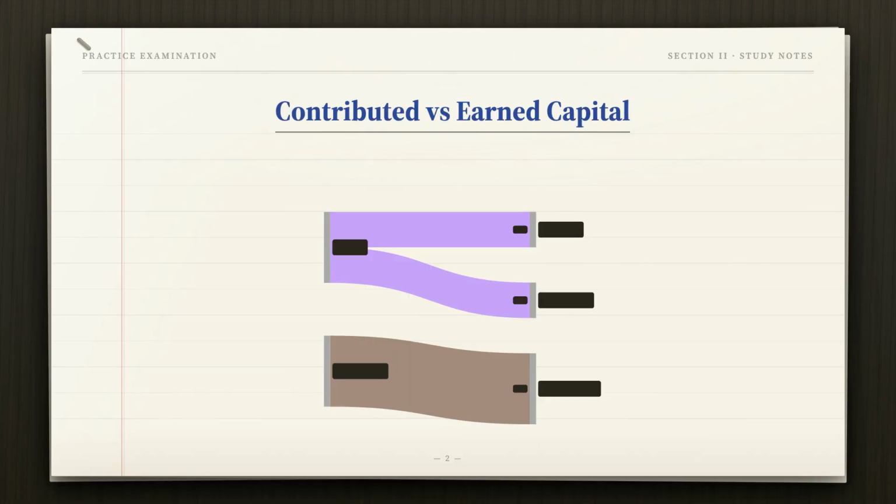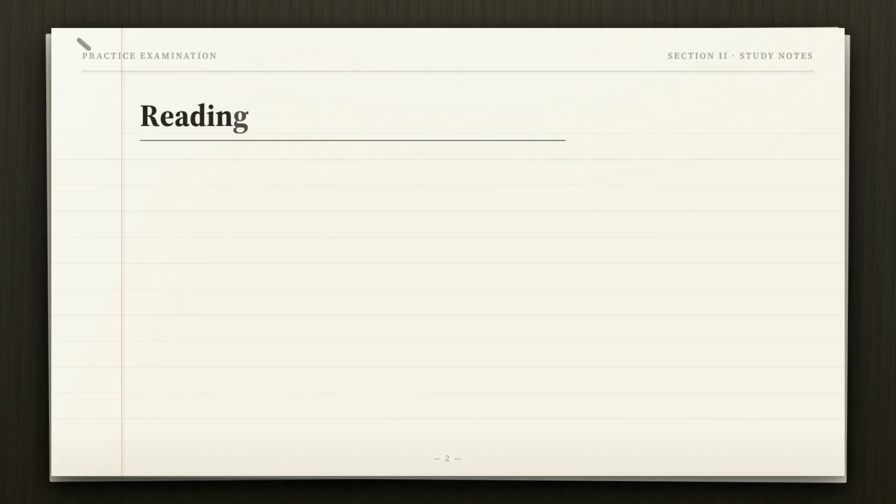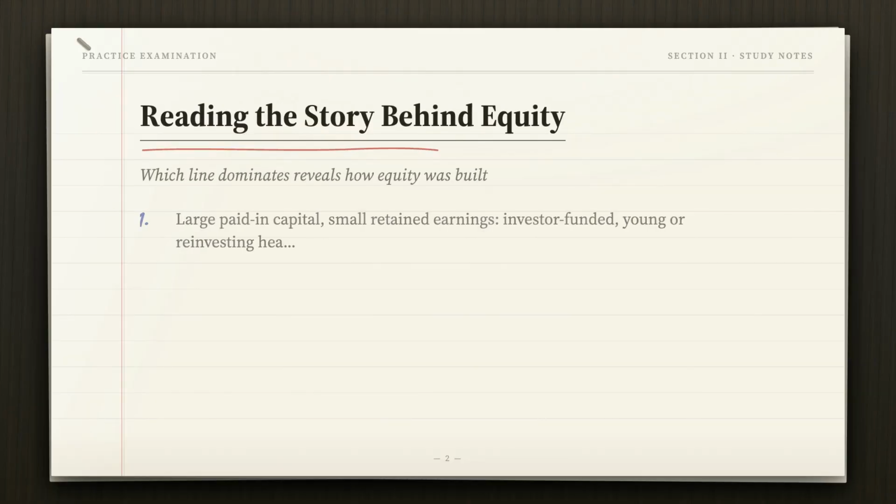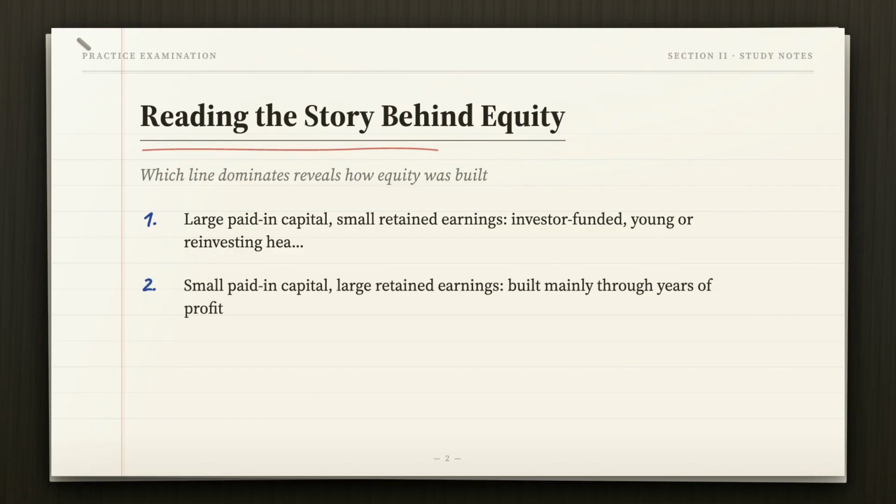Common stock captures the par value received when shares were issued, and paid-in capital captures everything investors paid above that par. Together they answer one question: how much did investors put in? Retained earnings is entirely different. It's cumulative profit kept rather than paid out as dividends. A company with large paid-in capital but small retained earnings raised most of its equity from investors. One with small paid-in capital but large retained earnings built its equity through years of accumulated profit.